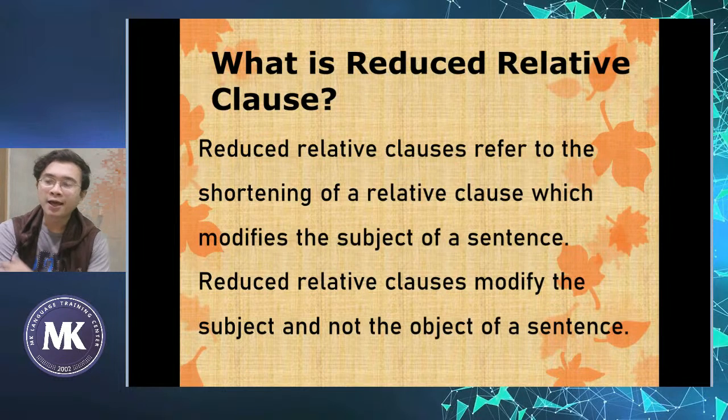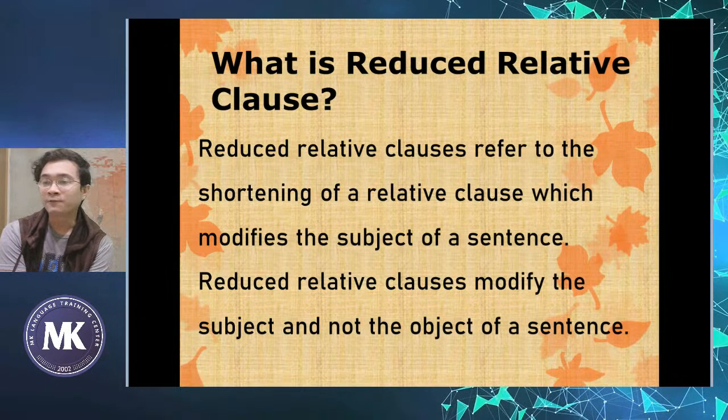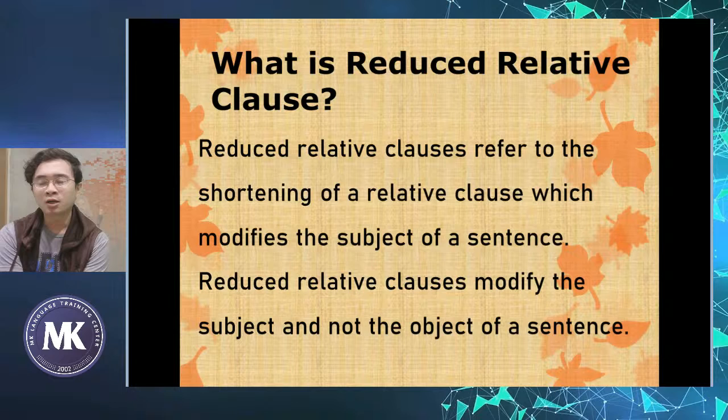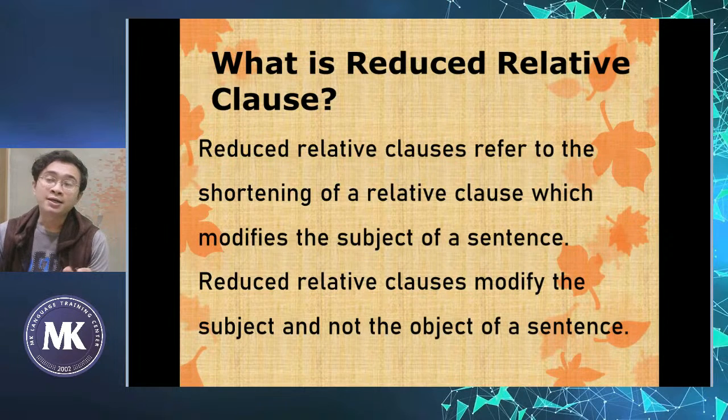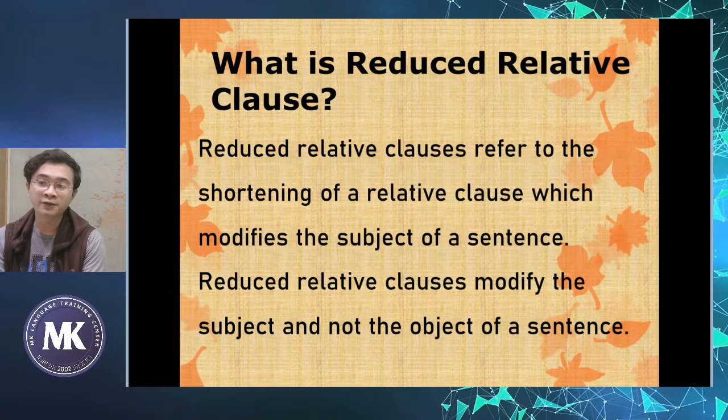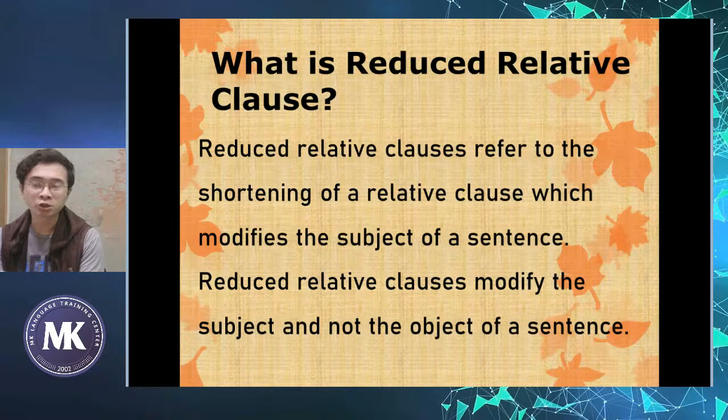Commonly, the reduced relative clauses modify the subject and not the object of a sentence. Whenever we see relative clauses, they usually describe the subject, but in some cases, relative clauses describe only the object. That's why there's difficulty in reducing relative clauses. Just keep in mind that whenever we want to reduce a relative clause, we need to make sure that the clause is describing the subject, not the object. That's why you need to be careful with this kind of rule.